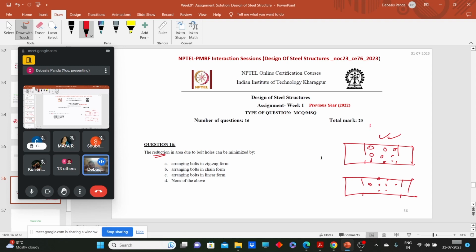So if we have the cross-section here for the chain bolting, here the cross-sectional area is less. Then what do we have the cross-sectional area here? So the reduction in cross-sectional area can be achieved through arranging bolts in zigzag manner, or more precisely in diamond facing. So diamond facing has huge added advantages. I will come into it later.